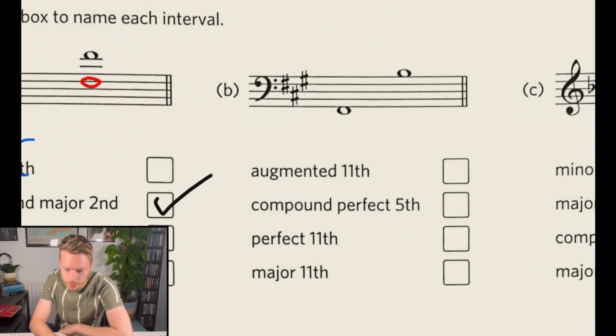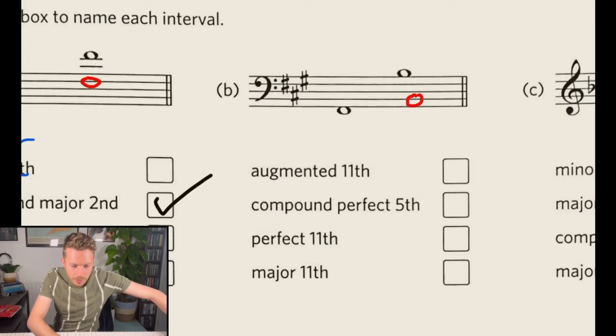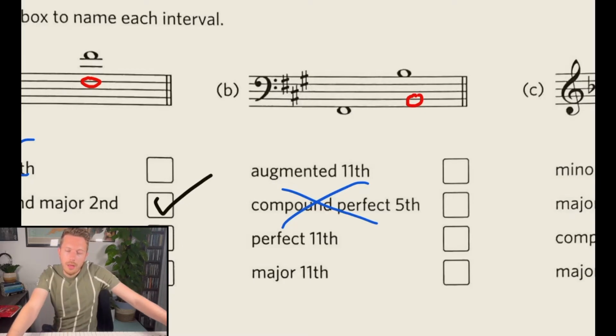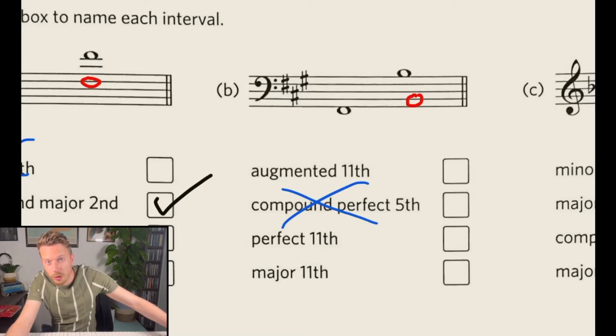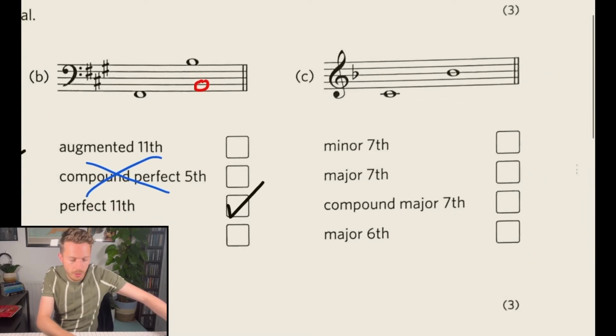This is another compound interval. We can see immediately it's bigger than an octave. We've got an F sharp to B. So let's flip the B down the octave. And that is just a perfect fourth. But we don't actually have a compound perfect fourth as an option. So it's definitely not compound perfect fifth. If it's not called a compound fourth, it would be called an 11th. It's not augmented, it's perfect. So it's a perfect 11th here.